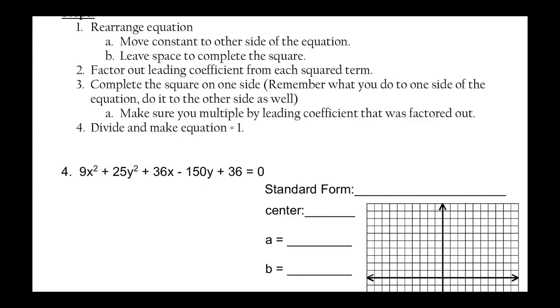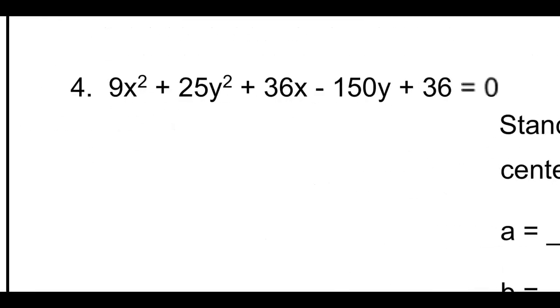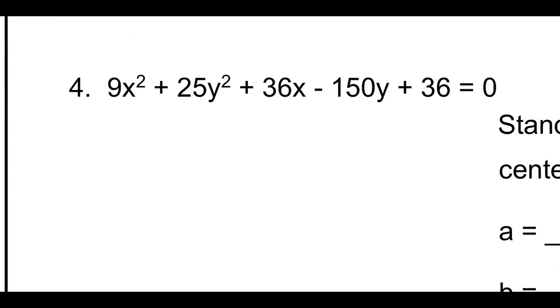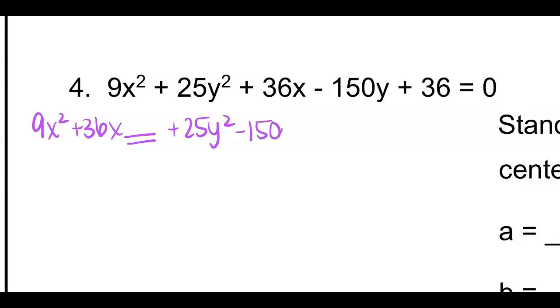First thing we're going to do is rearrange the equation, move the constant to the other side, and leave a space to complete the square. So for this question here, I'm going to rearrange everything. 9x squared plus 36x, this 36 needs to go to the other side. The way it's going to move to the other side is by being subtracted. So we're going to make this equal to negative 36.